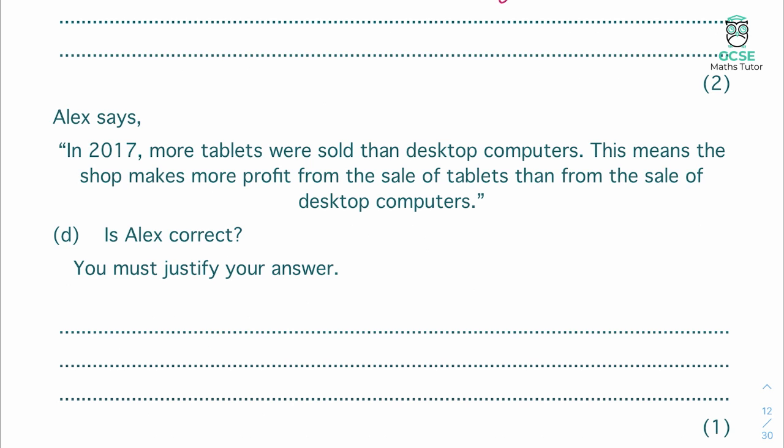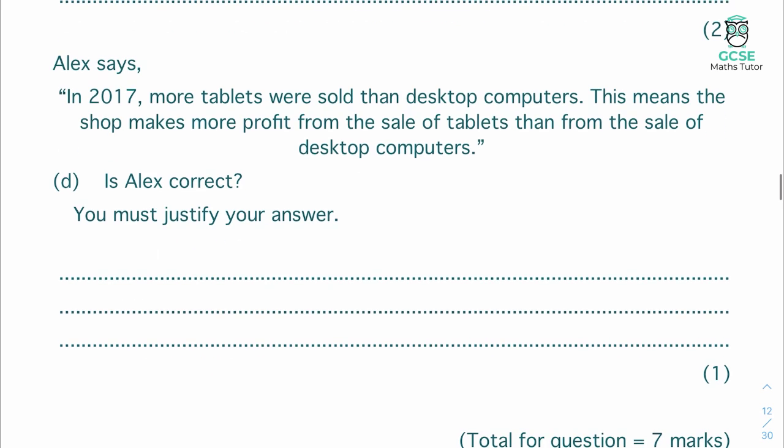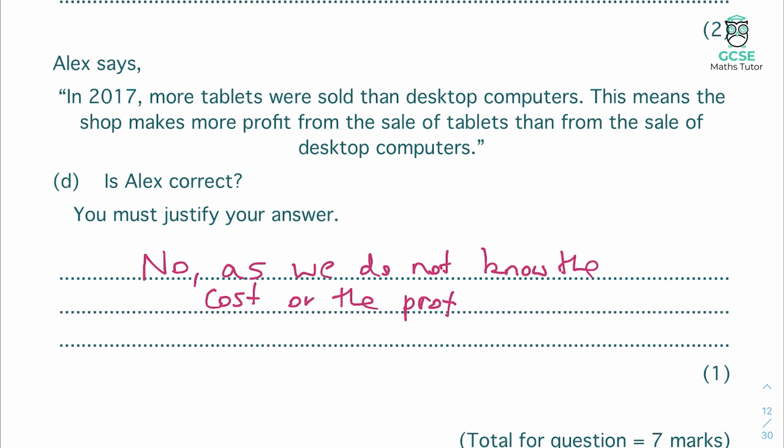Alex says in 2017, more tablets were sold than desktop computers. This means the shop makes more profit from the sale of tablets than from the sale of desktop computers. Is Alex correct? You must justify your answer. Well, we can't actually make that statement because we do not know the cost or the price or the profit on either of those items. So no, as we do not know the cost or the profit for each item. There we go, so we just don't have enough information to make that statement.